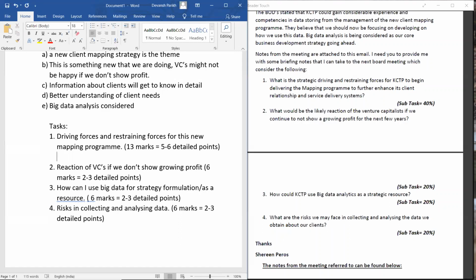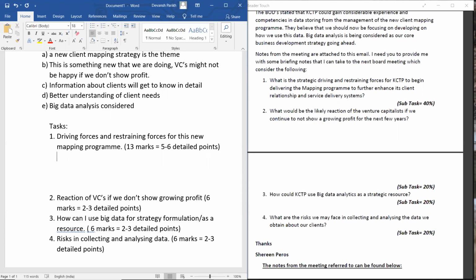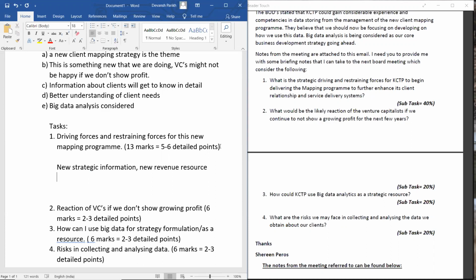So let me think about the driving and the restraining forces. What can be the driving force? Let's say new strategic information, whatever. I'm just bringing points that are at the top of my mind. So new strategic information and new revenue resource. Same way, restraining forces is risk, cost may be more than benefit. So these are just points that are coming to my mind. And in my extra 5 minutes that I have remaining, I am listing down the points in my rough sheet only.